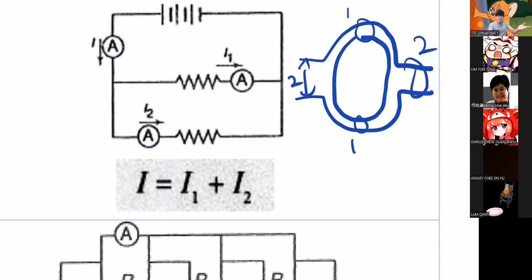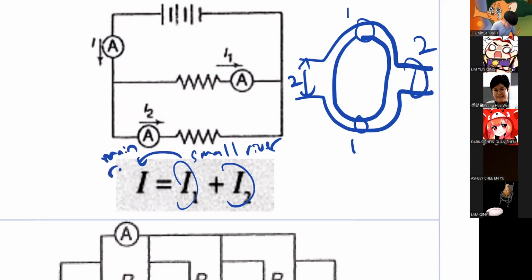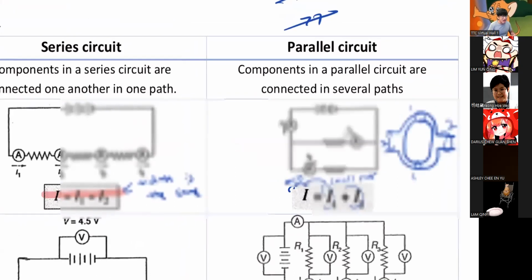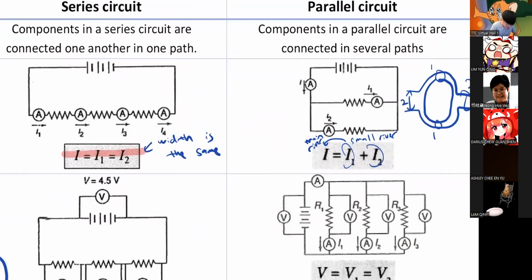Make sense? You see how this makes sense? I don't know for you, for me, it makes a lot of sense. You join two smaller rivers, you become one main river. Okay, so this is two small rivers. This one becomes the main river. Easy, right? Please highlight this as well. They will ask you this in exam.